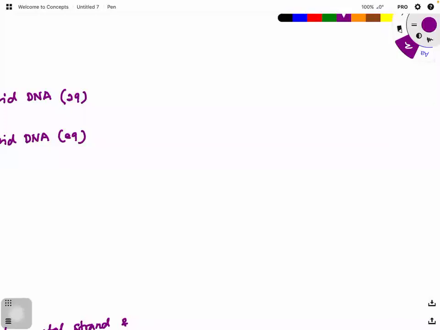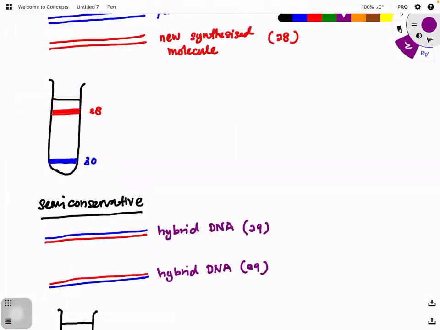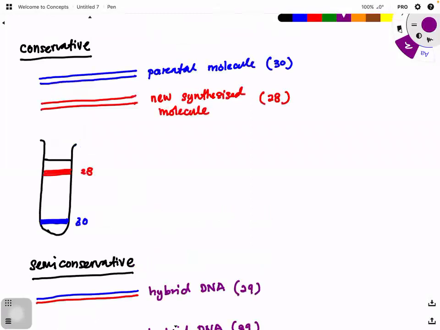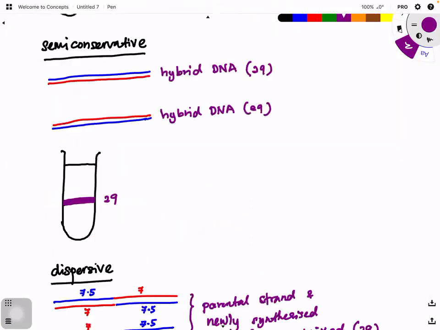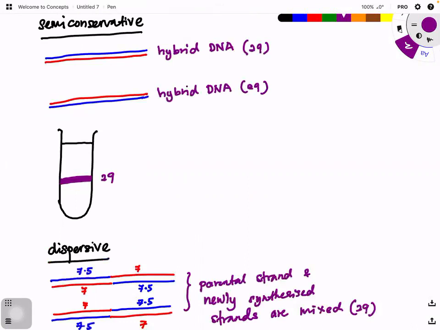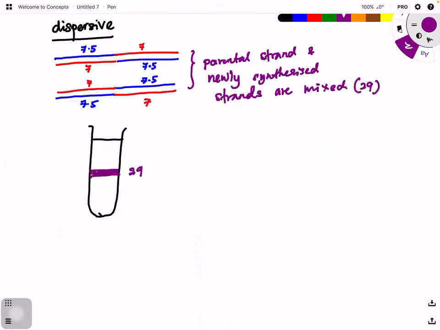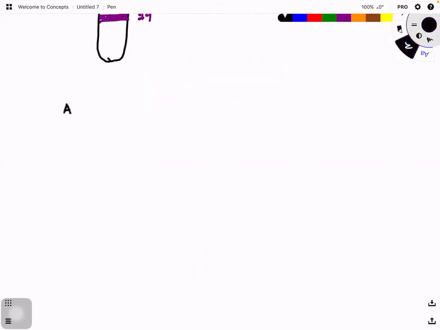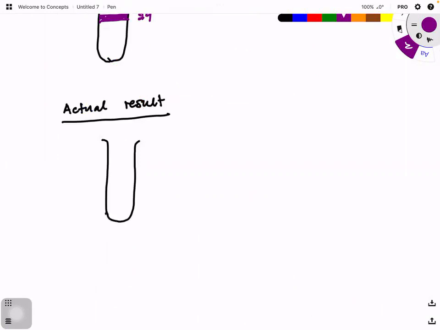So this is a proposed expected result. If conservative, expected result, two bands. If semi-conservative, expected result, one band at 29. Dispersive, expected result, one band. So what is the actual result? Scientists carried out the experiment, and the actual result shows that only one band appears at the center.